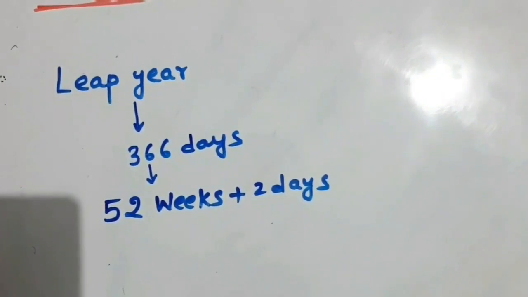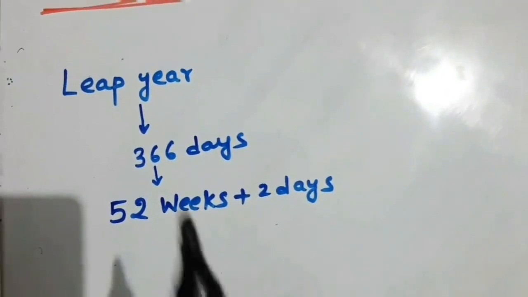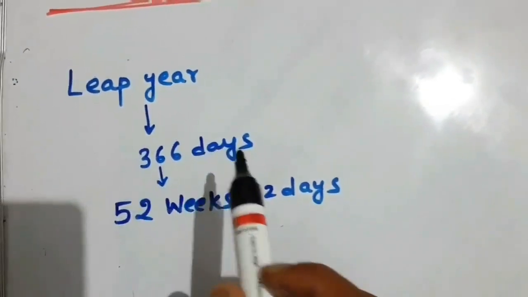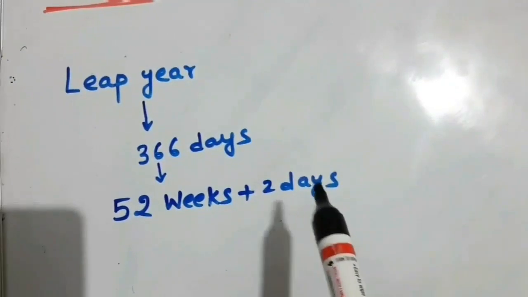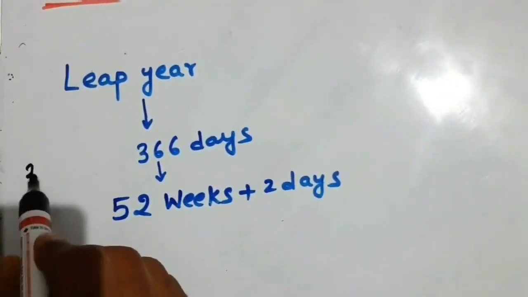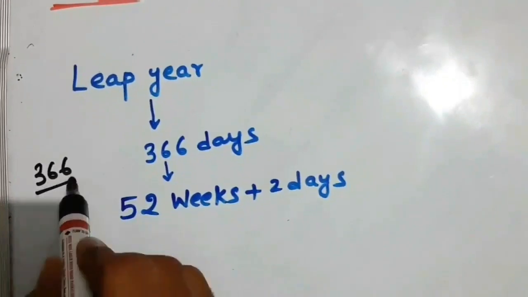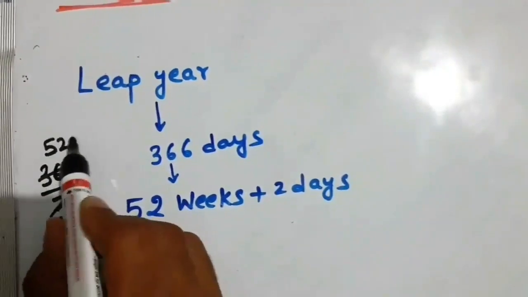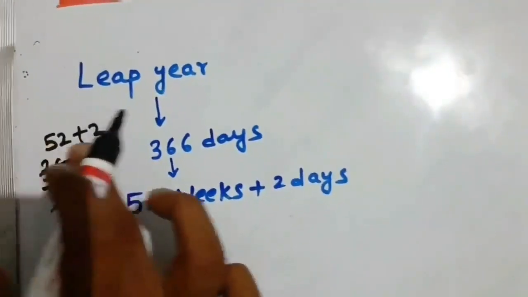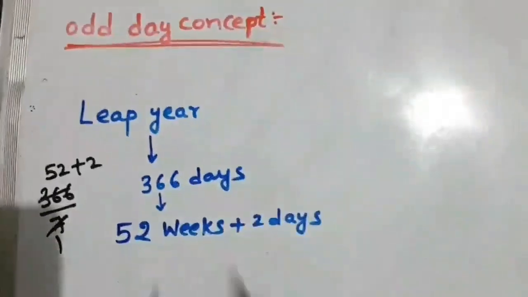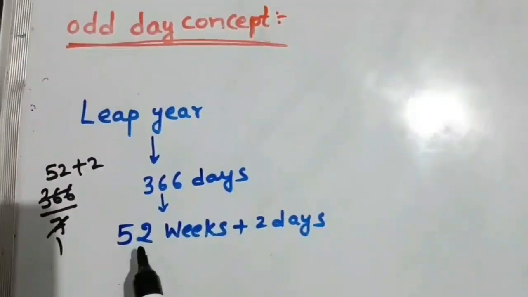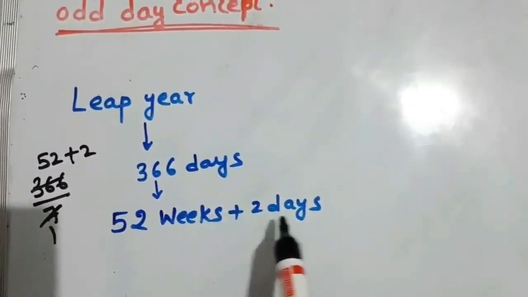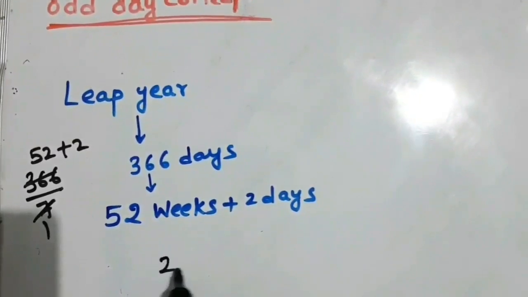Now I am going to check how many odd days are there in a leap year. Leap year means 366 days. If I write it as complete weeks, it means 52 weeks, 2 days. How to write 366 days in complete weeks? We have to divide by 7. If I divide by 7, I will get 52 and the remainder is 2. So 52 weeks and 2 days. Apart from complete weeks, there will be 2 extra days. These 2 extra days are called 2 odd days.